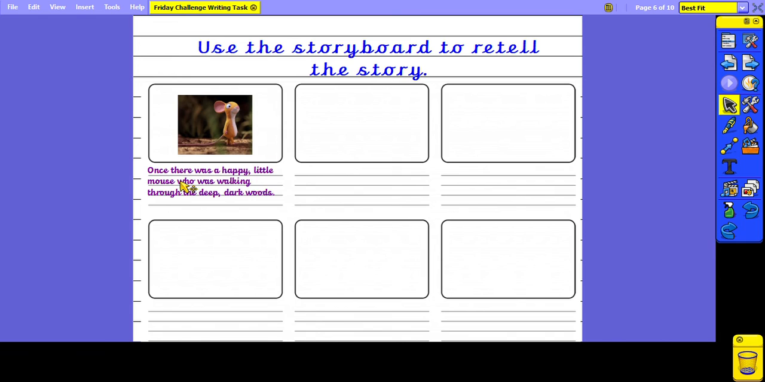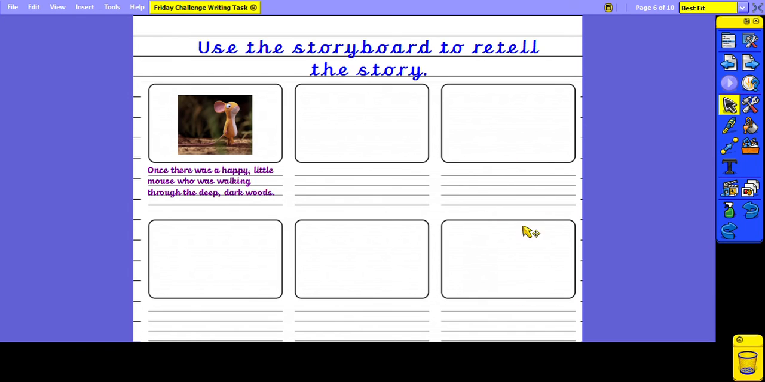And then you can write a couple of sentences just to describe what is happening in each picture. I've done an example for the beginning of the story. Once there was a happy little mouse who was walking through the deep, dark woods. And then you can go on to talk about who the mouse met. Which characters did he meet?